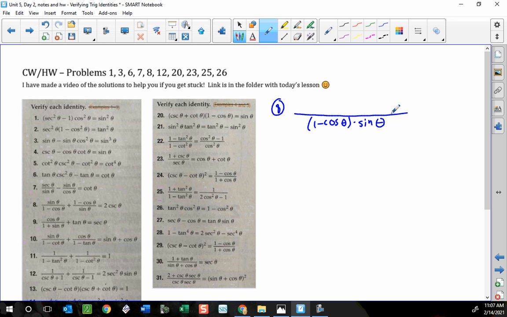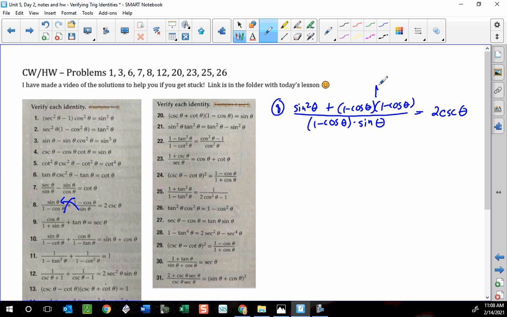All right, so that means I have to multiply sine times that guy. So that would be sine squared. Plus in the middle, then I have to multiply 1 minus cosine times 1 minus cosine. So I'm going to write that out. And 1 minus cosine. All right, this is all supposed to equal 2 cosecant.